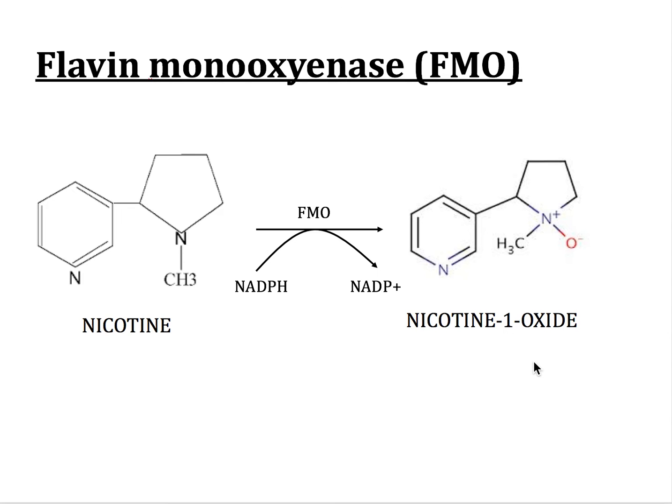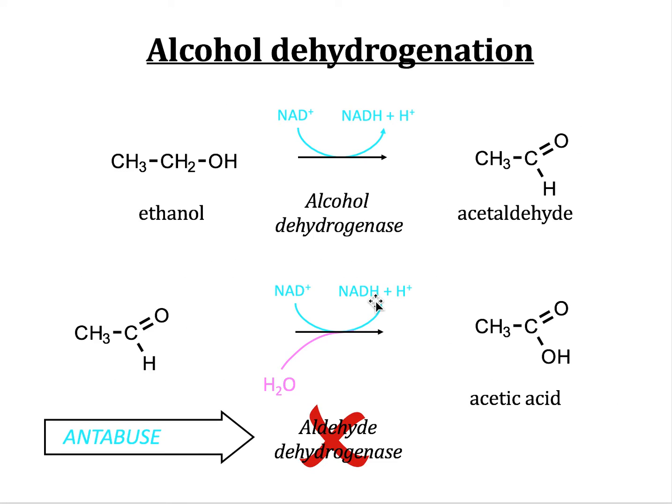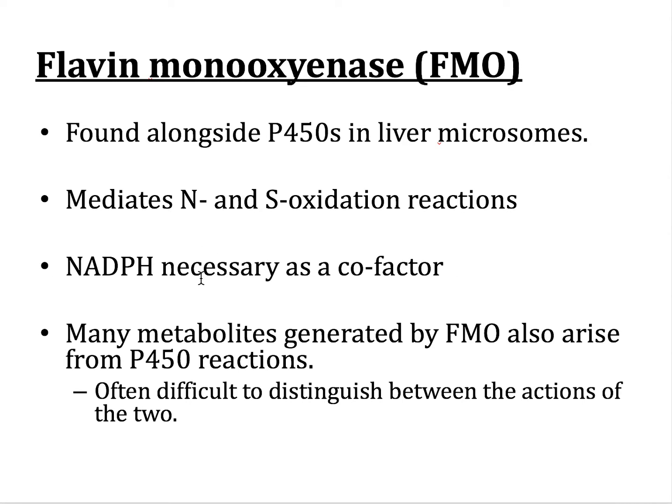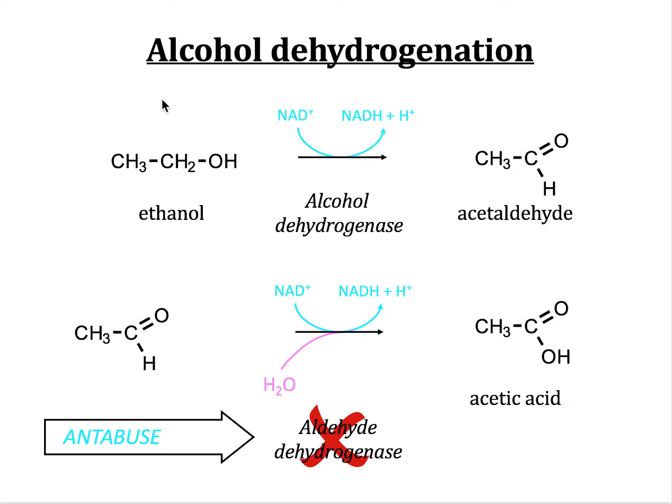Nicotine is another example that we have in cigarette smoke. Simply go over and find the N here. With FMO, NADPH gets converted to NADP+. So remember, in alcohol dehydrogenase, NADH and H+ is formed from NAD+, but in this case it's NADPH which is the cofactor, so don't mix it up.